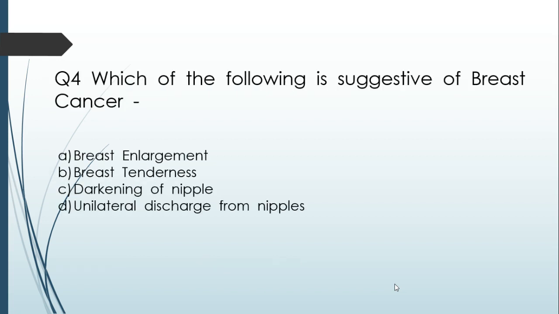Question number 4. Which of the following is suggestive of breast cancer? Option A breast enlargement, option B breast tenderness, and option C darkening of nipple, option D unilateral discharge from nipples, and its answer is unilateral discharge from nipples.